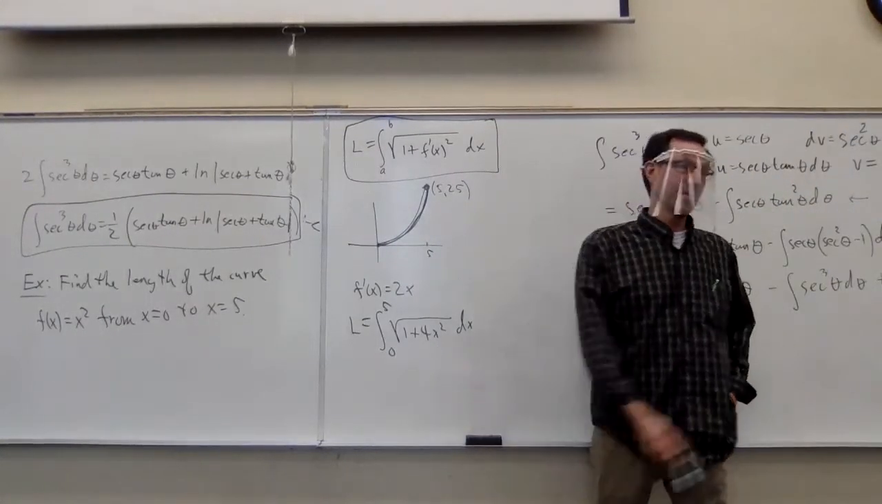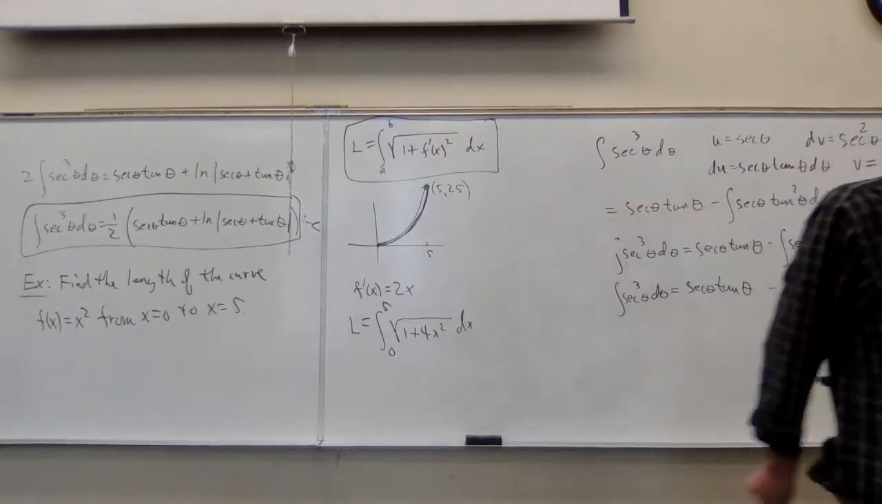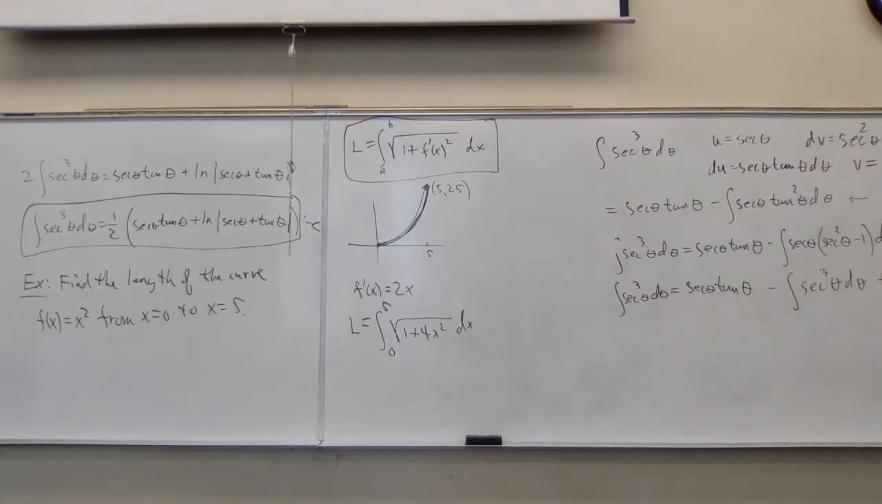What is the 4x squared instead of 2x? So it's the derivative squared. What's the derivative of x squared? And square that. 2 squared is, pardon me? Would that not be two? So we're squaring the derivative. Four x squared. Right?